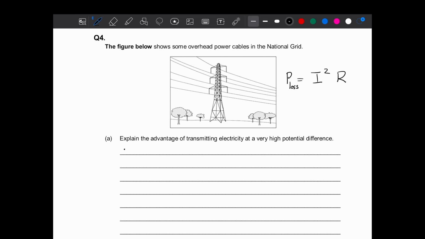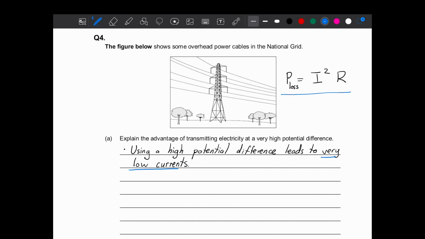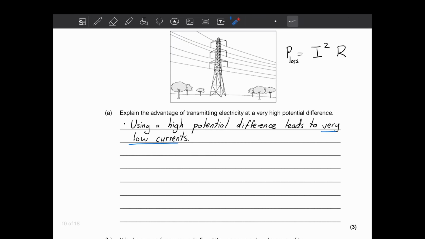Writing this out as an answer, using a high potential difference leads to very low currents. The key part of this first marking point is mentioning the very low currents because of the high potential difference. You don't actually need the equations to back you up. Just remember this general point. Having very low currents means that we lose very little power, as we've talked about earlier.